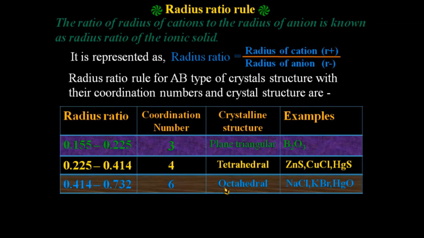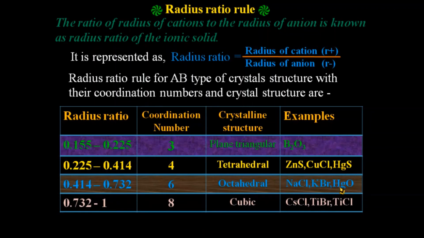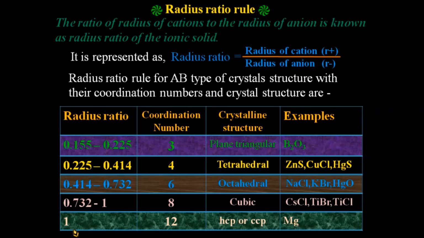Then next, 0.414 to 0.732. Coordination number becomes 6. Crystalline structure is octahedral. For example, NaCl, potassium bromide, and HgO. Then the next one is 0.732 to 1. Coordination number becomes 8, and crystalline structure is cubic. For example, cesium chloride, thallium bromide, thallium chloride. And the last one, when the radius ratio becomes 1, the coordination number becomes 12, and when the coordination number is 12, then definitely the crystalline structure is the SCP or the CCP, for example magnesium.